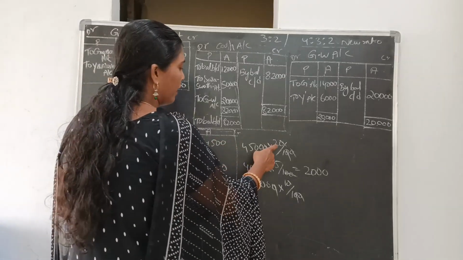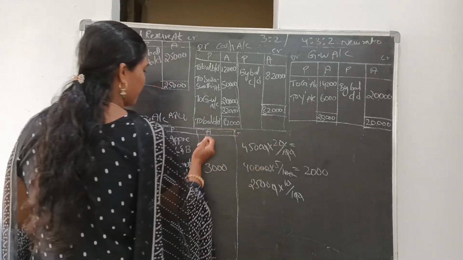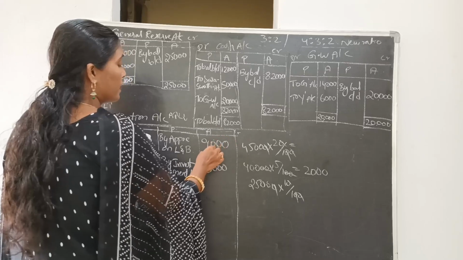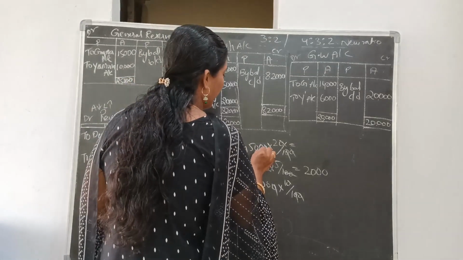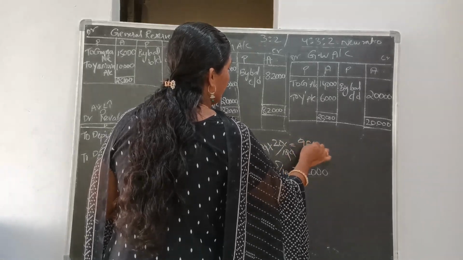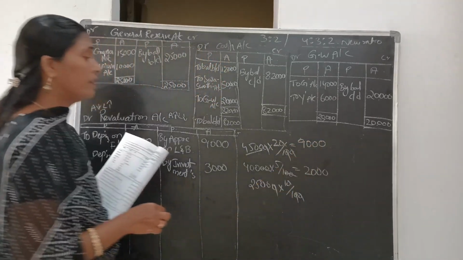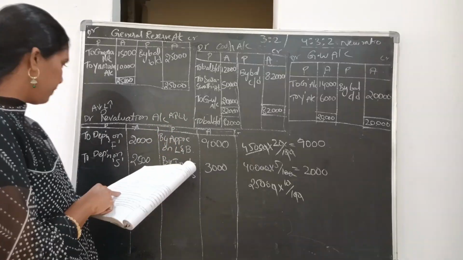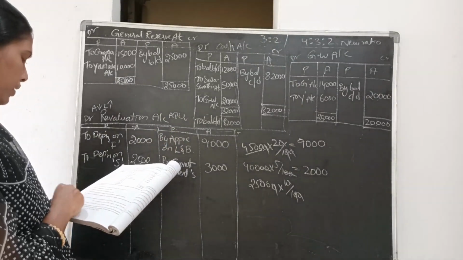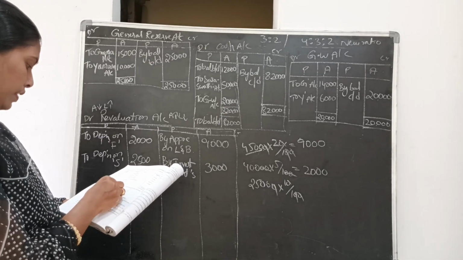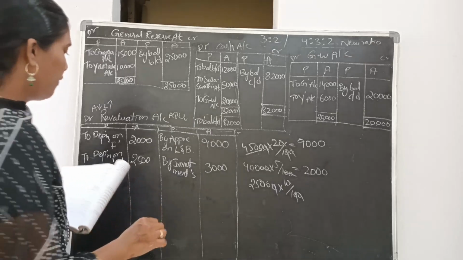Appreciation: 4,500 into 2. So here 9,000. 9,000 is the appreciation value. We made a mistake here. So 9,000 is the appreciation value. Now let me check it. Appreciation and investment, depreciations, I have posted.